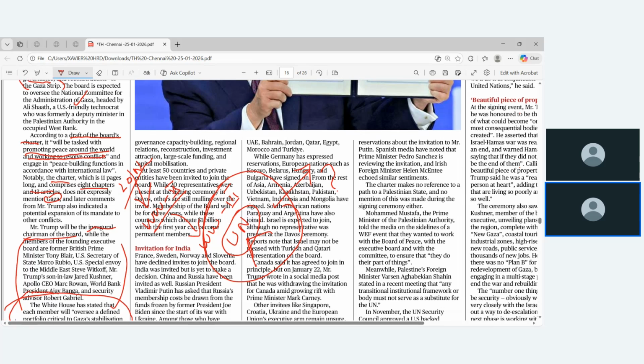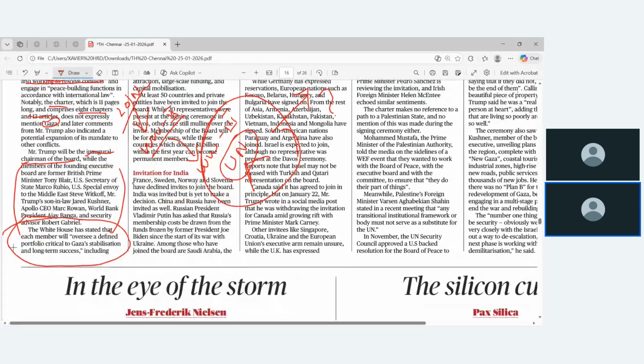At least 50 countries and private entities have been invited to join the board, and it has given an invitation to India also. France, Sweden, Norway and Slovenia have declined the invitation to join the board. India was invited but is yet to make the decision. China and Russia have been invited as well.